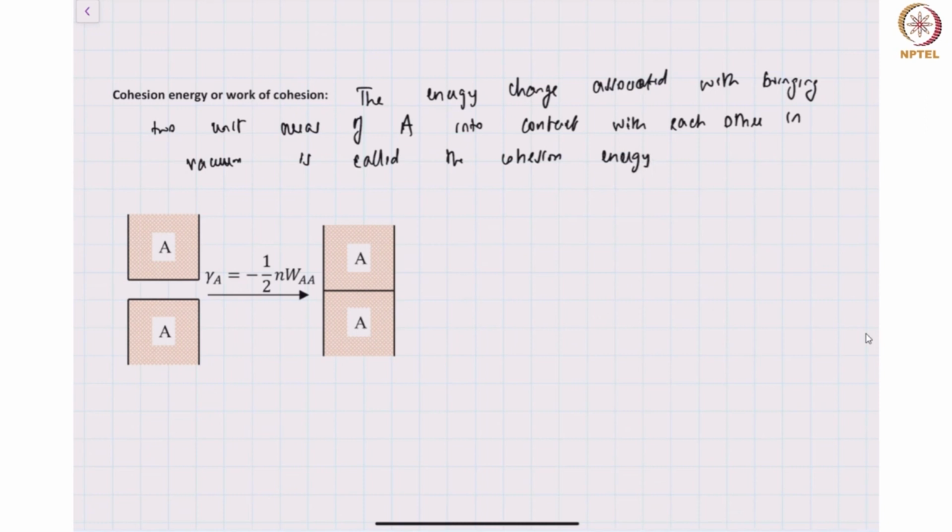And in this particular case, the work of cohesion gamma A would be, there's a reduction in the surface. I have eliminated the two surfaces here, and therefore I have joined them with one surface, and that's where the factor half comes in. And n is the number of bonds per unit area. In some books, you'll also see gamma A equally written as gamma AV, where V stands for vacuum. So now we have the work of addition and we have the work of cohesion.